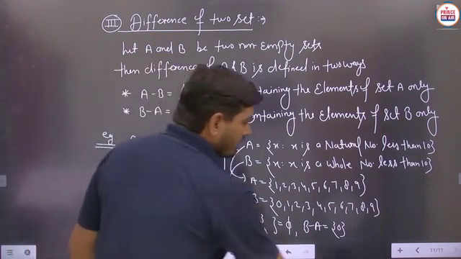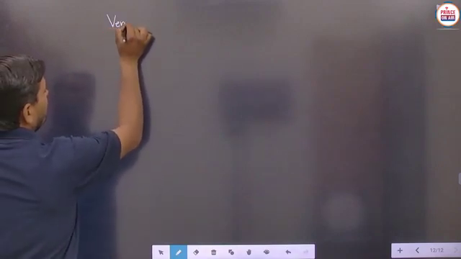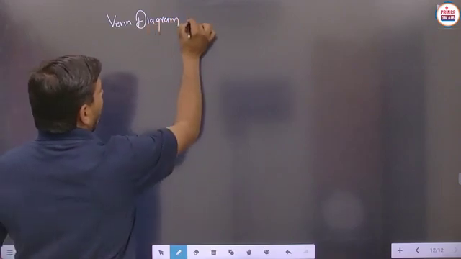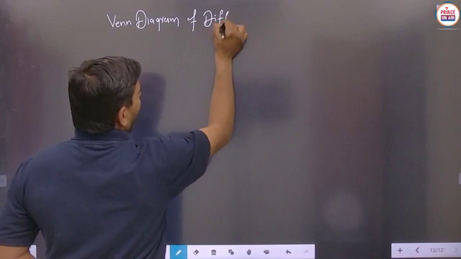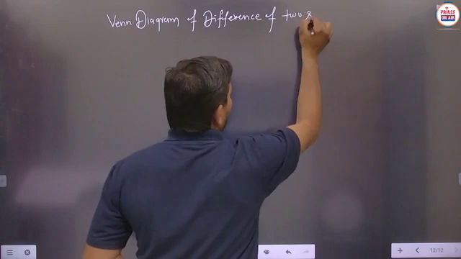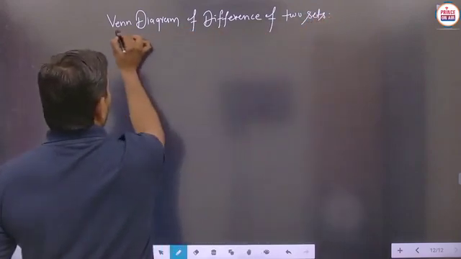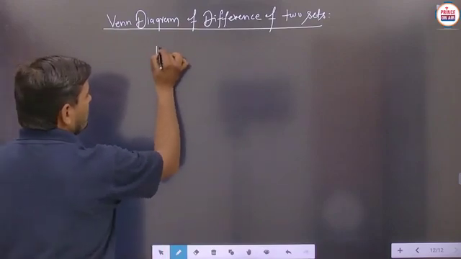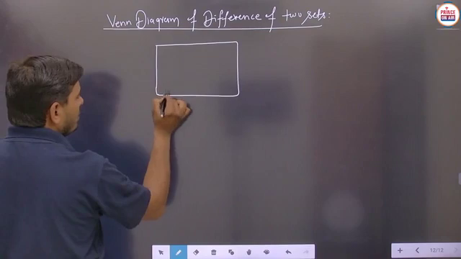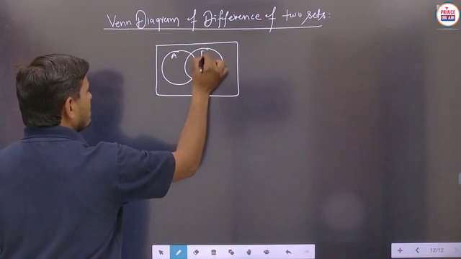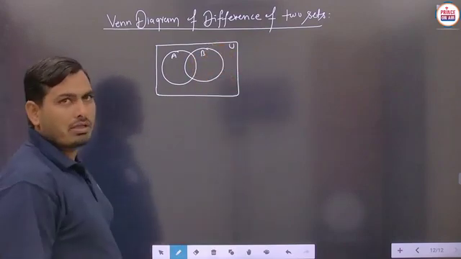So the next part is the Venn diagram of difference of two sets. So basically we have to see the Venn diagram first of all. Suppose we are taking any sets A and B. This is the set A and this is the set B, and this is declared as the universal set. Is it clear?